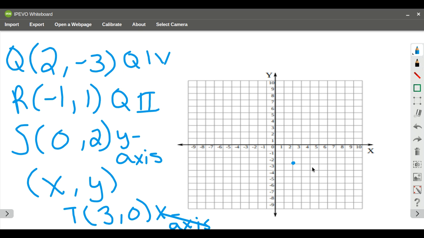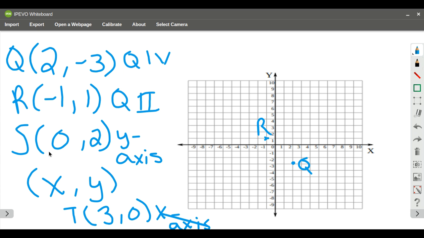Going to draw my point, and then I'm going to label it with a Q. Do the same thing for R. So I always start at that origin. I'm going to go over -1. So I'm going to go to the left one, and then I'm going to go up one. And then I'm going to make some clicks to get my point a little bit bigger. And then I'm going to label it with an R.